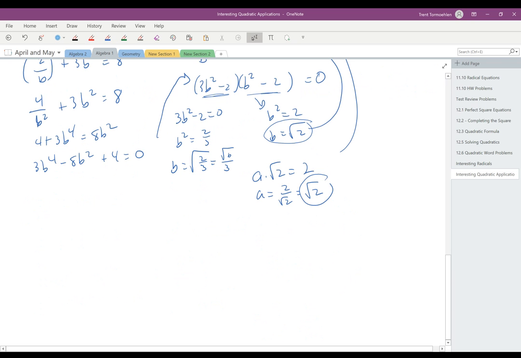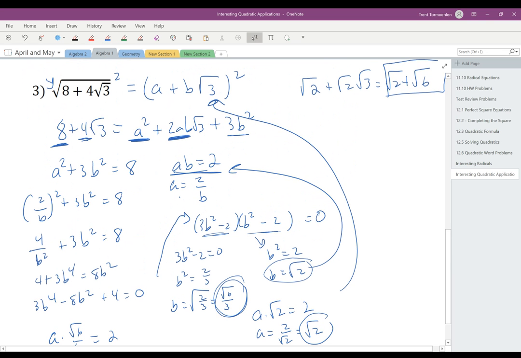The second possibility is this one. And so remember, if b is that, we'd have a times square root of 6 over 3 equals 2. So that gives us a equals 2, we multiply by the reciprocal of that. So 2 over 1 times 3 over root 6, which gives me 6 over root 6, which just turns out to equal root 6. So if b equals root 6 over 3, a equals root 6.